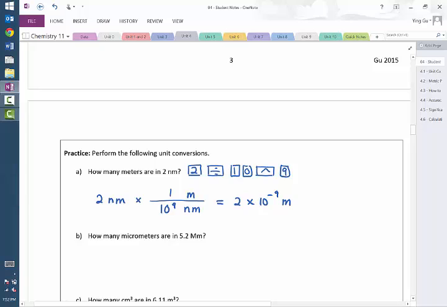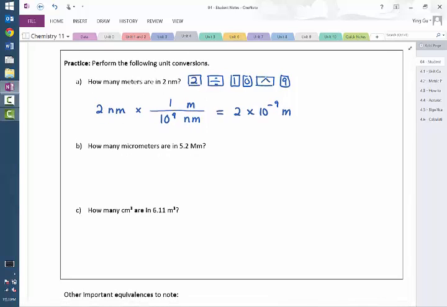When we finish, we check our answer. Does this make sense? I'm converting something from nanometers to meters. I know nanometers is smaller than meters, therefore, when I convert, I should have a very, very small number in the end. And when I check, I in fact do. This is 0.002. Okay?